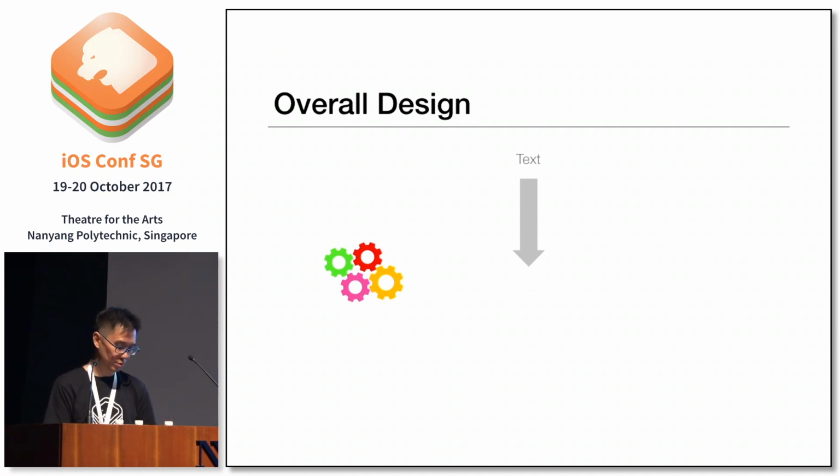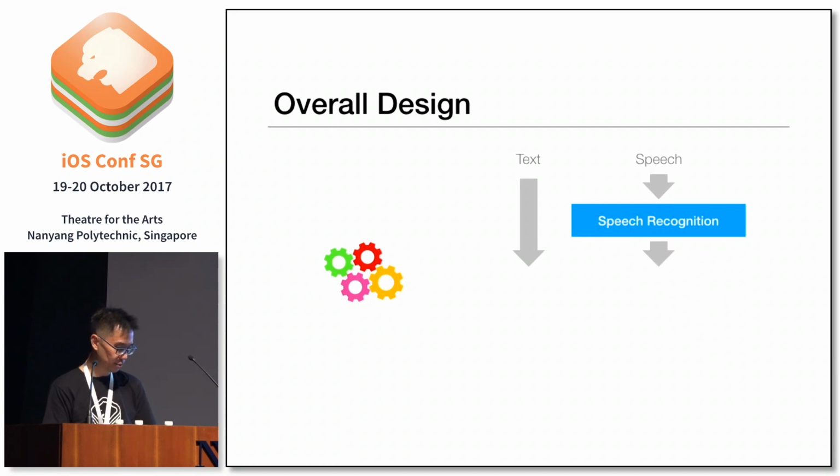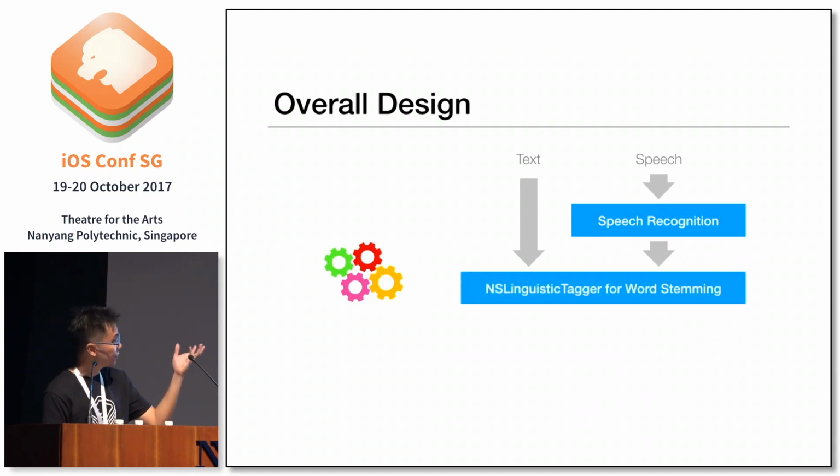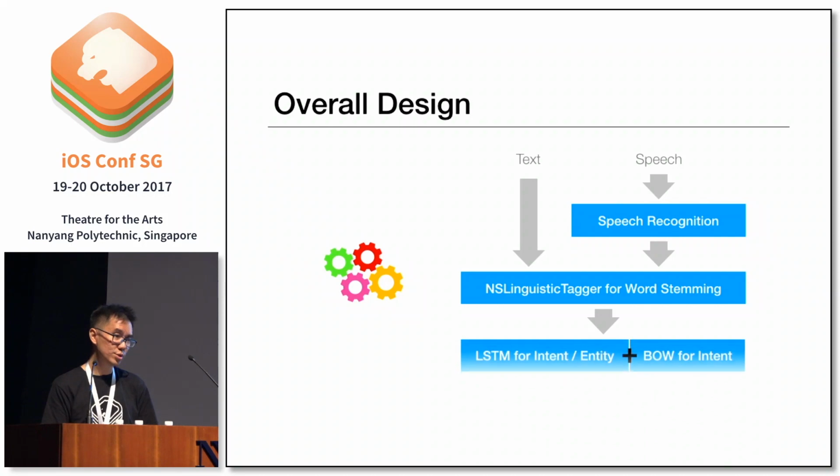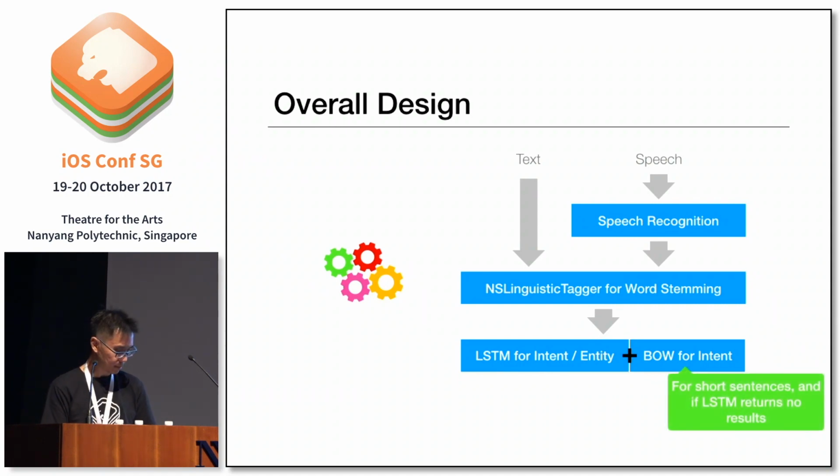We allow text input through our software keyboard. We allow speech recognition input. Both of them will feed the sentence into NSLinguisticTagger for word stemming. We then use a combination of LSTM and bag of words side by side. We use LSTM first, but if it doesn't give us the results we want, we turn to our bag of words as a fallback. And then we output our intent as well as the entities.